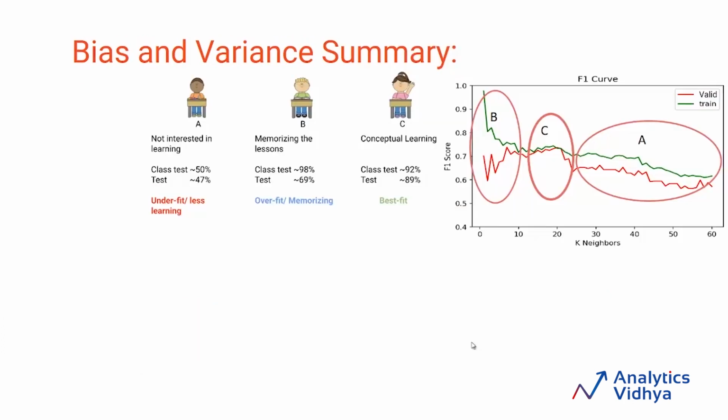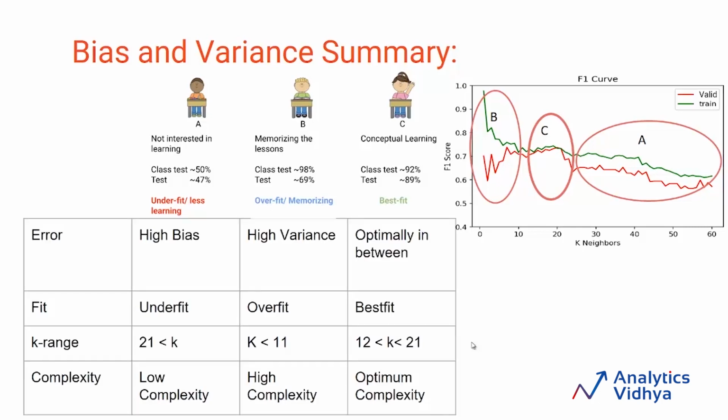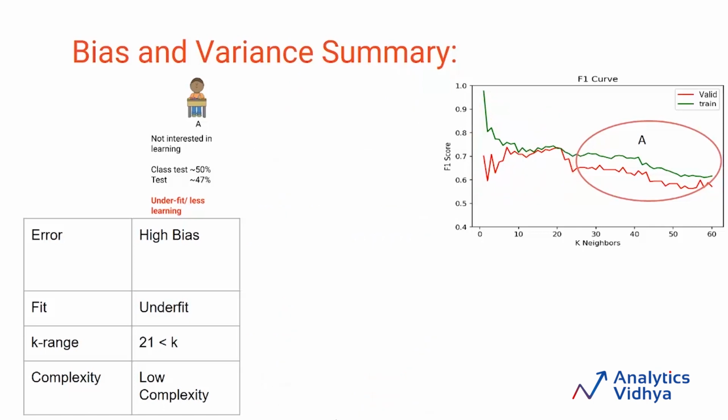So let's now talk collectively about the concepts we learned so far: the bias, variance, overfitting, underfitting, and the model complexity with respect to KNN. To simplify the understanding, we'll go through this table column by column. So let's first talk about student A. Student A is associated with very high bias and underfitting.